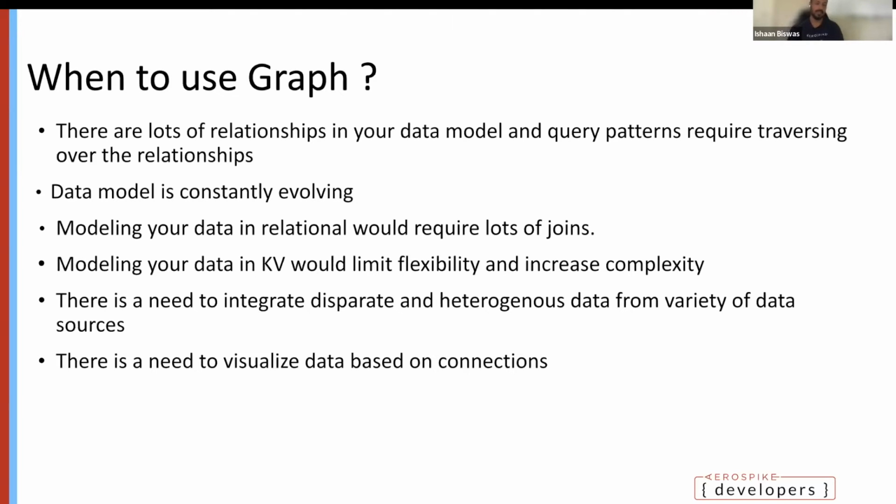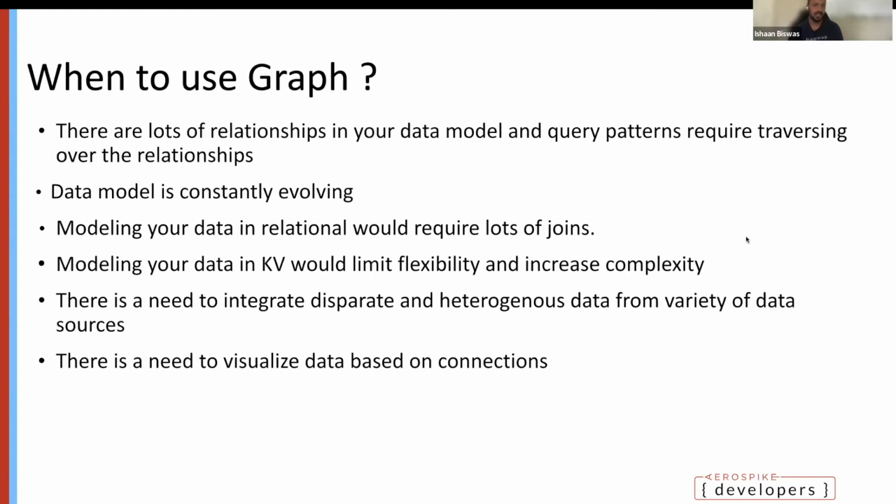Another thing to consider, or a characteristic to look out for in your use case, is: are you trying to integrate many disparate data sources which are heterogeneous in nature, and use that data when you're making a decision about an individual or any decision about your use case? That is, again, a good reason to use a graph. And again, is there a need for you to visualize the data? That's another reason to consider a graph.